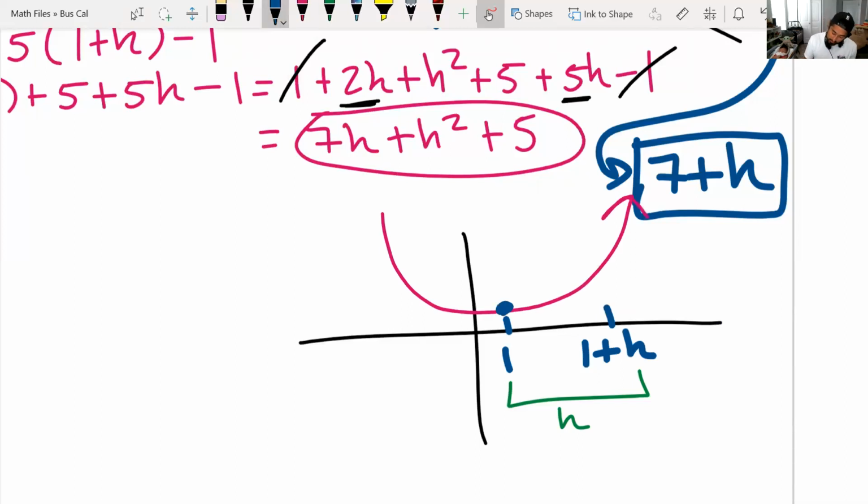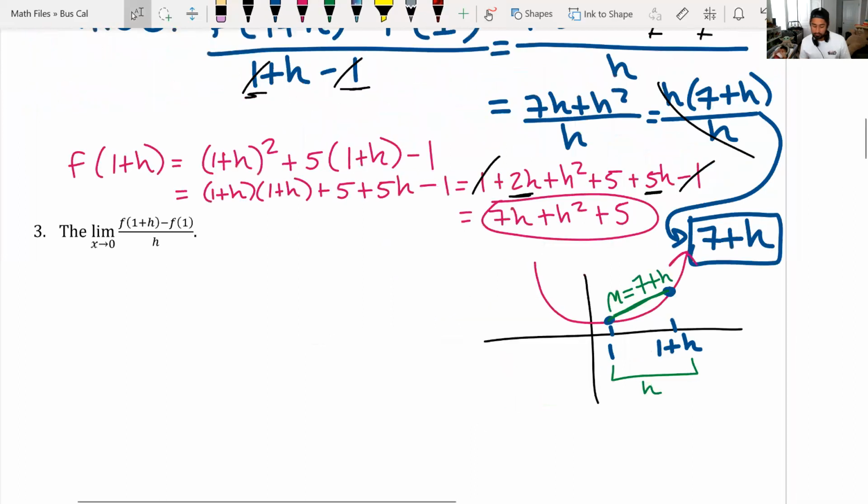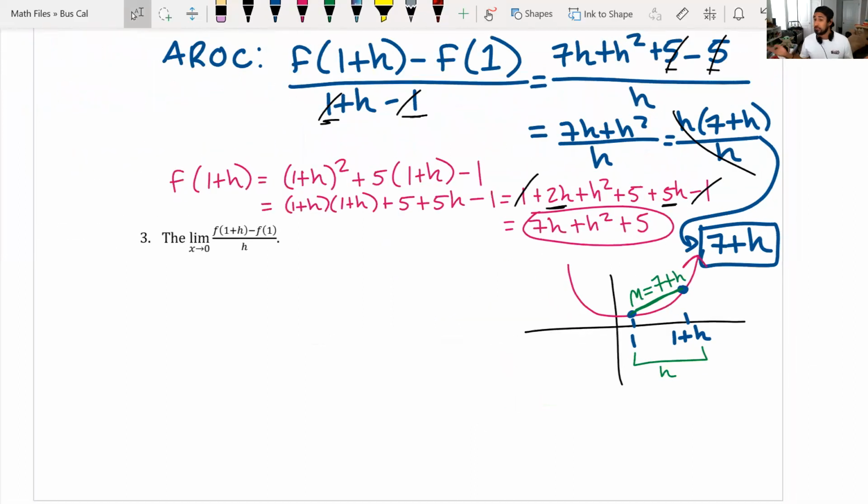So here's my y value, and then here's my y value at 1 plus h. And once again, what we found was that the slope between these two points, depending on the value of h, is represented by 7 plus h. Okay, that's it. That's what we're finding. Once again, we're finding the slope between two points, but on the last one, we decided to throw a letter in there, right? And remember that h represents the distance from one x value to the next.